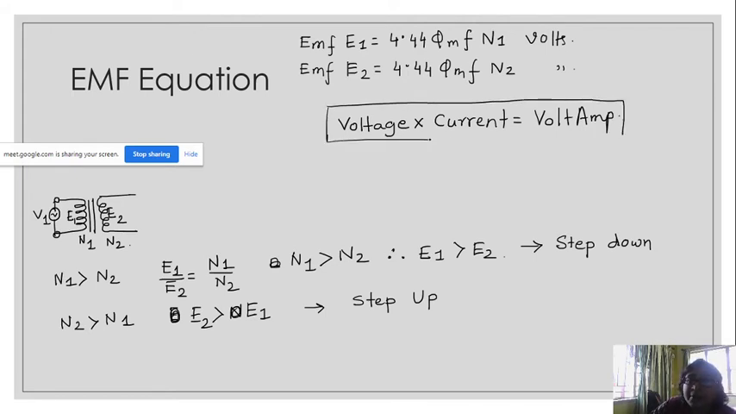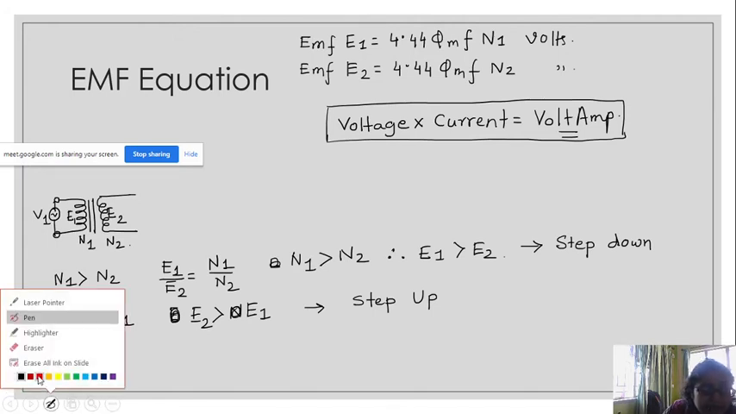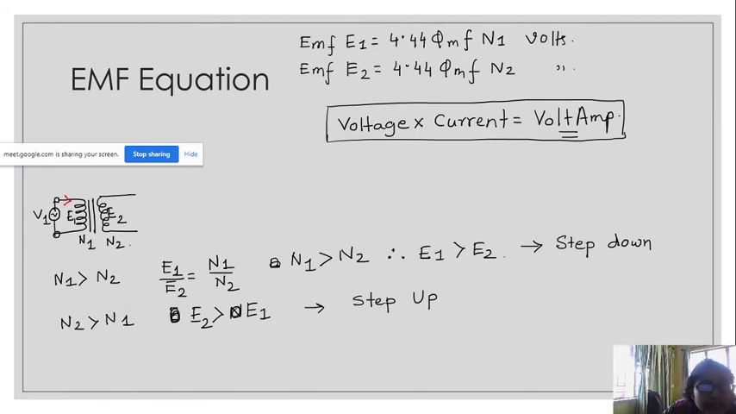You can step up a voltage, no problem, but the volt ampere in the primary side should be the same in the secondary side. Suppose this is a transformer and the current flowing in the primary side is I1, and the current in the secondary side is I2. I2 can only happen if there is a load over here, right?